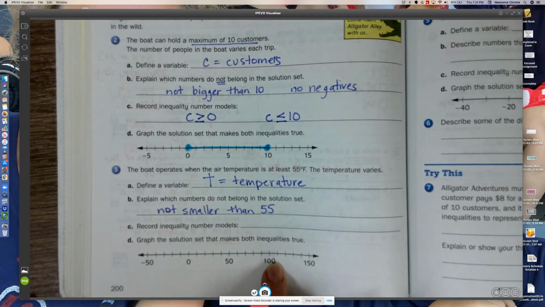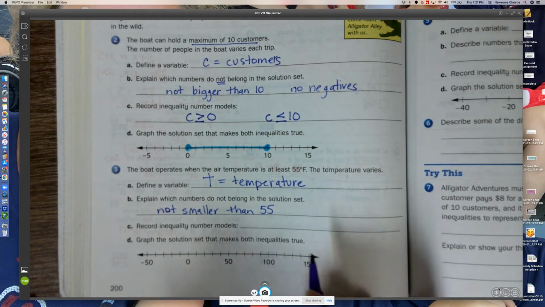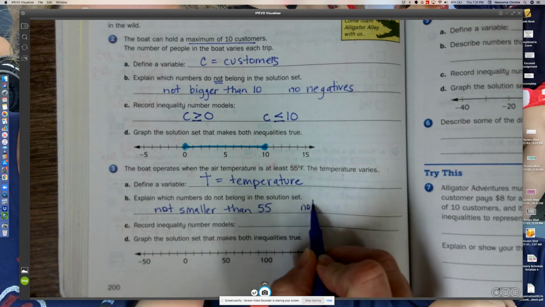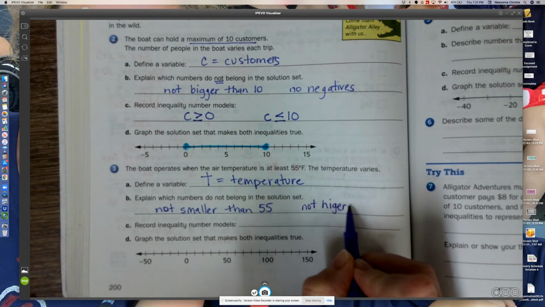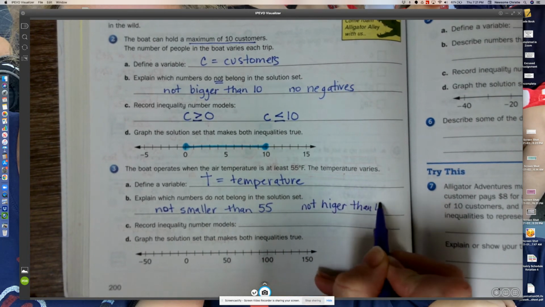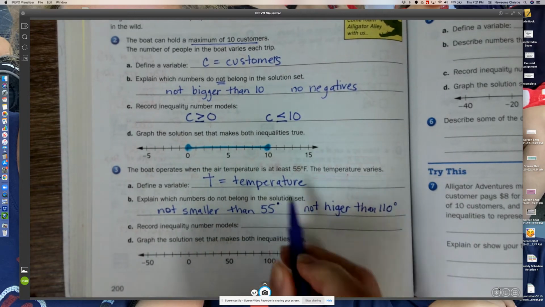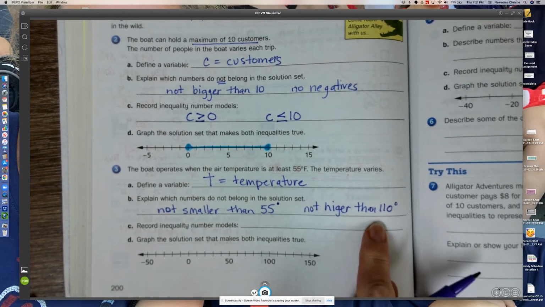How about Florida? Do you think it ever gets above 110? I think 110 would be really hot in Florida. It's so humid. How about we say 110? So not higher than 110. And I'm just making that up, right? Like it doesn't say that anywhere. I'm just setting myself a limit.